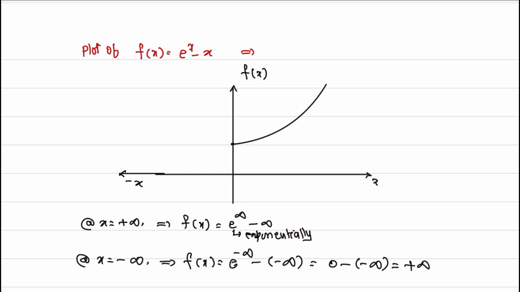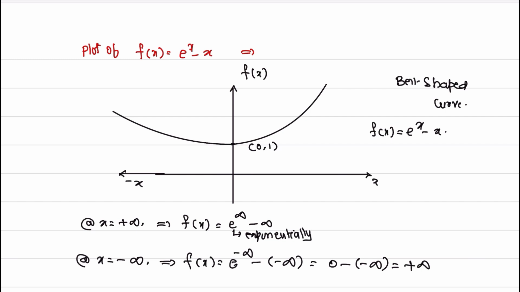Here growth will be exponential, here growth will not be exponential, it will be like this. It's a bell-shaped curve. Function x is equal to e to the power of x minus x. This is the point where function x has a minimum value, that is at 0, and its value is 1.